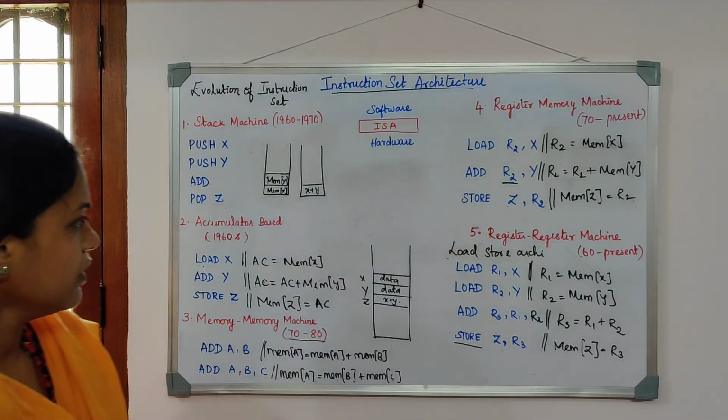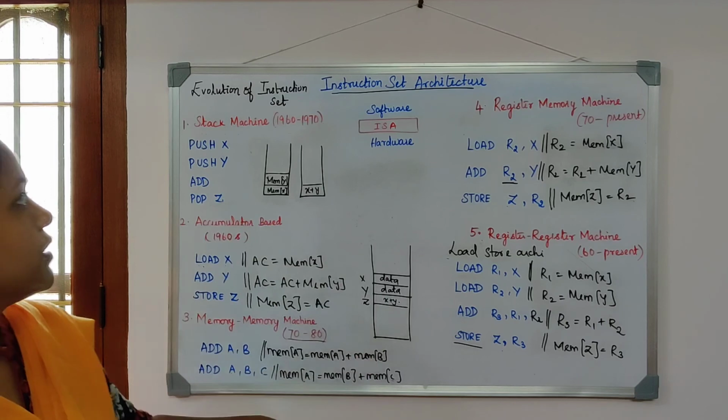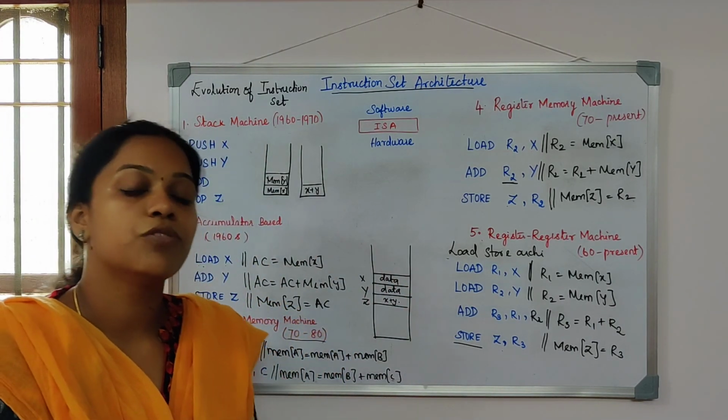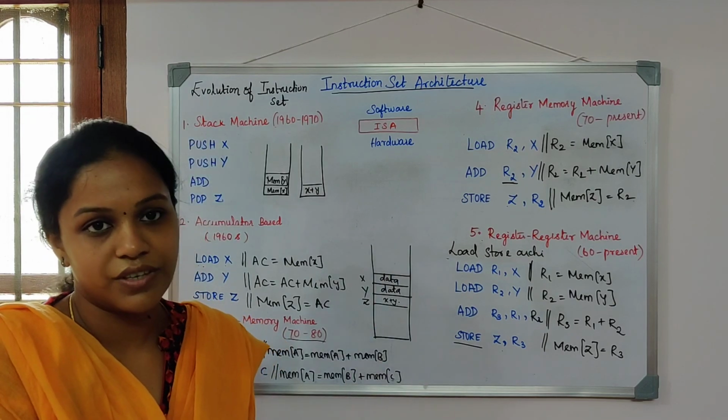Okay. Then what else? So that's all about the evolution of instruction sets. In the next class we will see the types of instructions available in an instruction set.